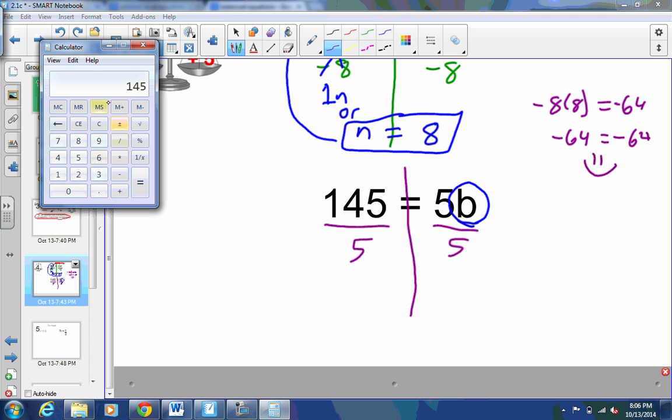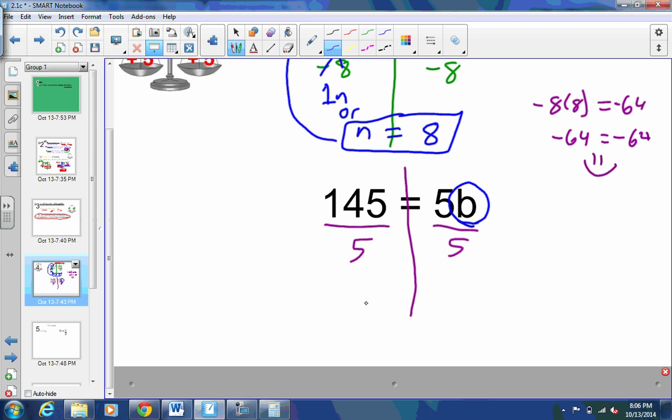145 divided by, sorry, it won't be 9. I lied. But 145 divided by 5 equals 29. Sorry. 145 divided by 5 is 29. 29 on this side is equal to whatever this is.